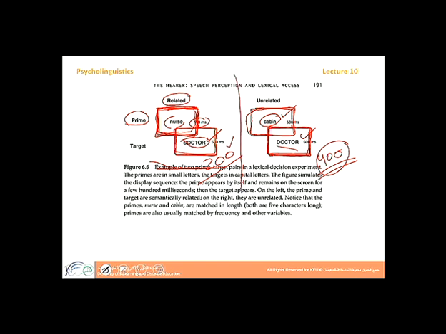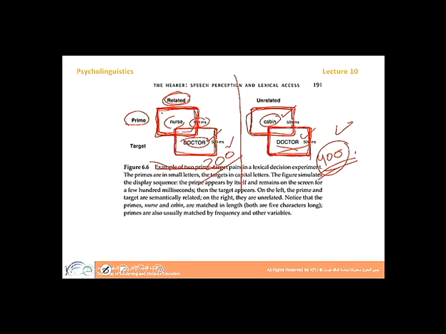So here we have a related prime, nurse, then I show you the word doctor. People say, yes, it's a word in 200 milliseconds, very quickly. Here I say the word cabin, then doctor. And it takes people 400 milliseconds to say, yes, this is a word. So what we see here is an effect of priming.